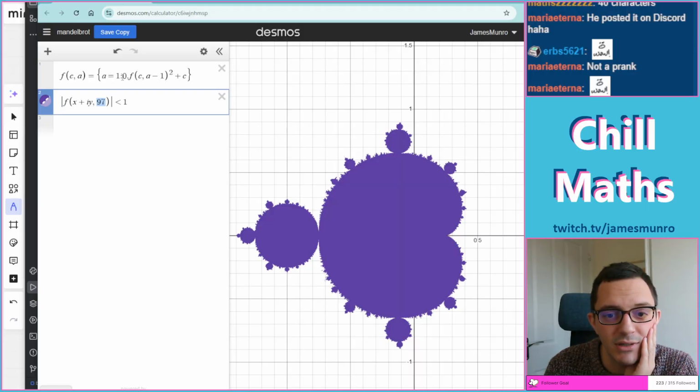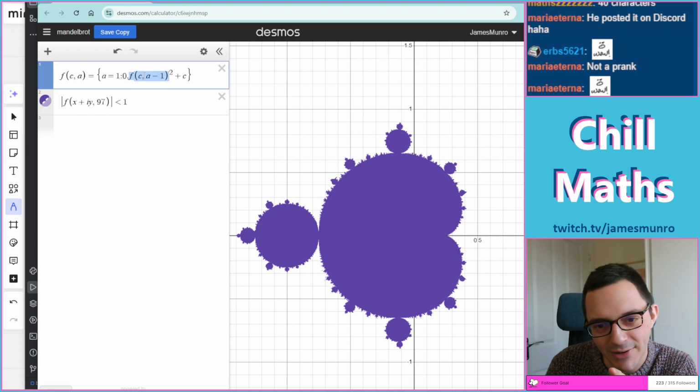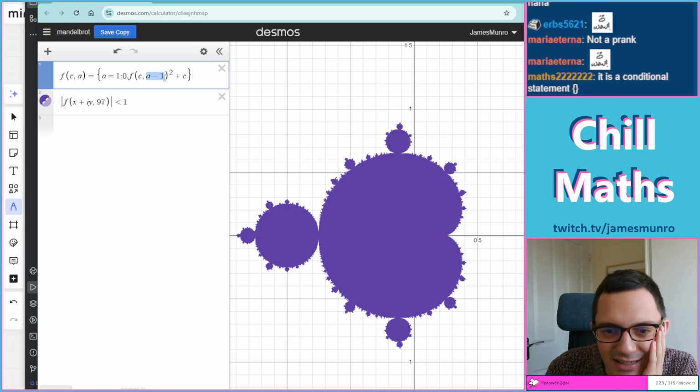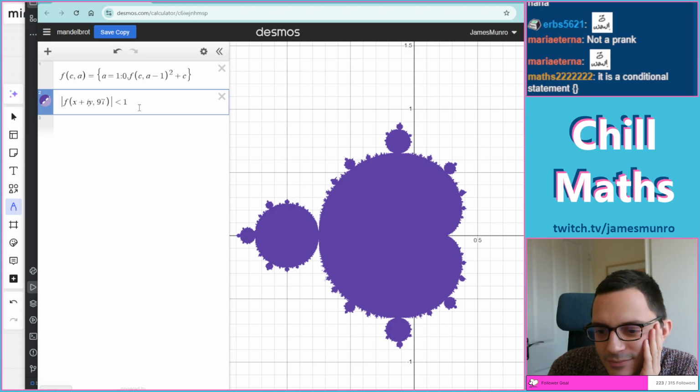So every time, if A is 1, return 0. Otherwise, it's a recursion thing. Look at the previous one. You let it subtract 1 from the number 97 and then go back. And you've told it to do it with complex numbers.